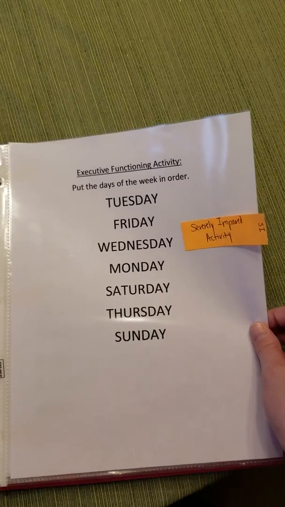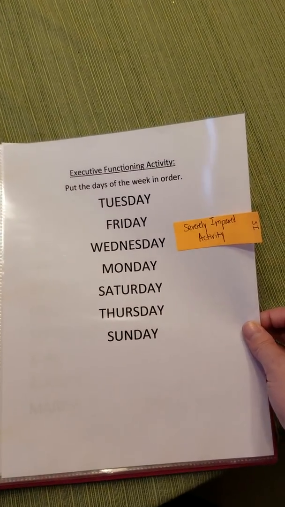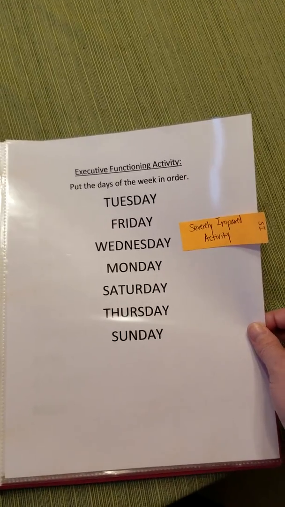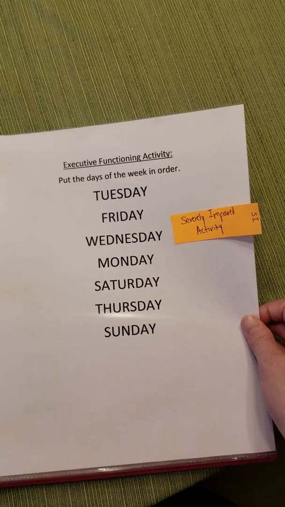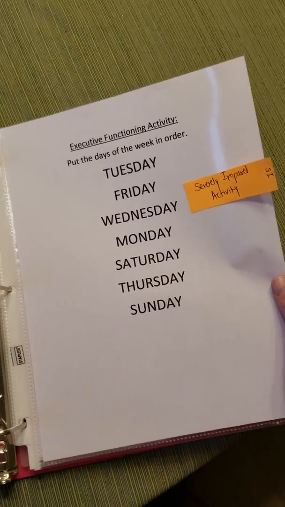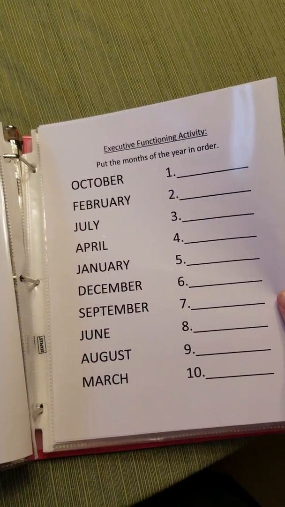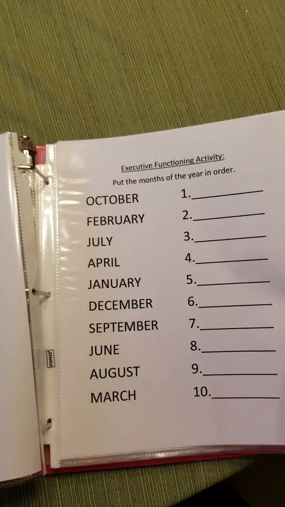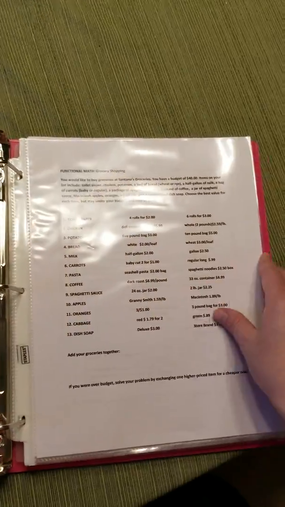And then also some cues could be given, like the therapist could help and give them the first day of the week in order, and then have them go from there. So a nice activity. This one is putting the months of the year in order. And again, you could also cut this up and have them rearrange it in order, like on the table.